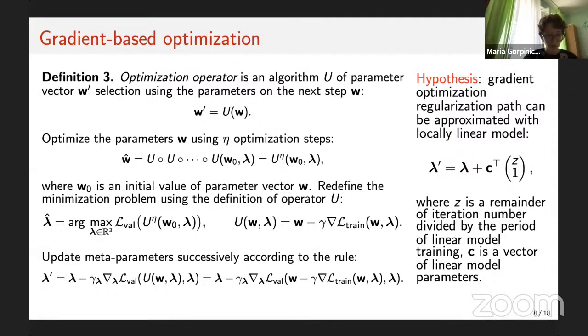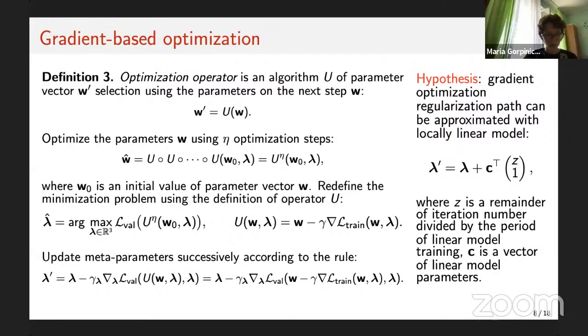Now the optimization problem can be redefined using the definition of operator U and solved with the gradient descent operator. Update match parameters successively according to the following rule.